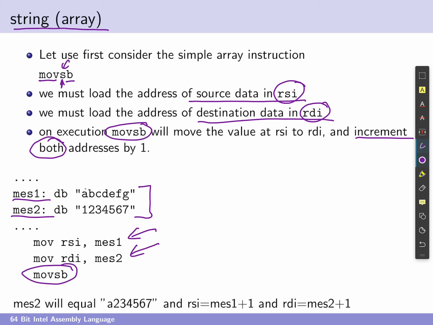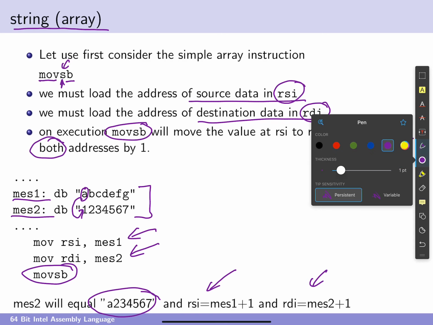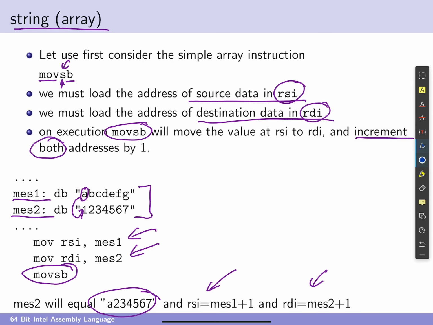It's going to take the value from A and copy it into the corresponding location at message2. So I end up with this string at message2. And then it's going to increment RSI and RDI by 1 byte. Remember, RSI and RDI store addresses, so it's going to increment them each by 1 byte. So it would move them up 1 location in that array. After this instruction, we are basically looking at these two elements here.